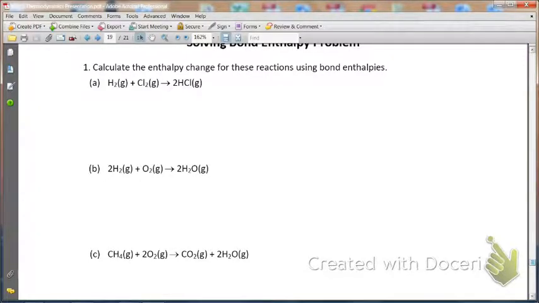Okay, so I'm going to go to a whiteboard here, and we're going to do number A first. So this is going to be letter A here. Alright, now I think the most important thing you can do to start out with bond enthalpies is to actually write the Lewis dot structures for each of the substances, the reactants and products that are in the reaction. This is going to help a lot.